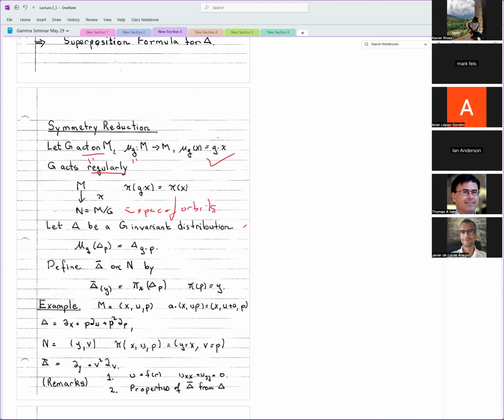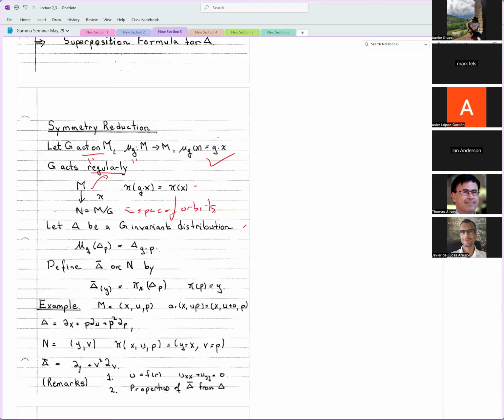Okay, and the important thing to note is this projection map is invariant. If I take a point here and move it by the group action, I'm staying on the same orbit, and so I have pi of gx is pi of x. Okay, and so we've talked about symmetries of distributions. This distribution is G invariant, and that means if we apply this diffeomorphism to the distribution at some point P, we get the distribution at the transferred point G times P.